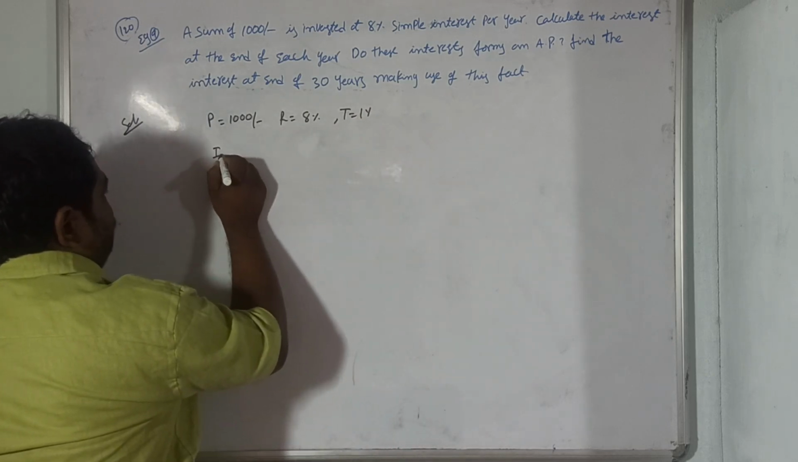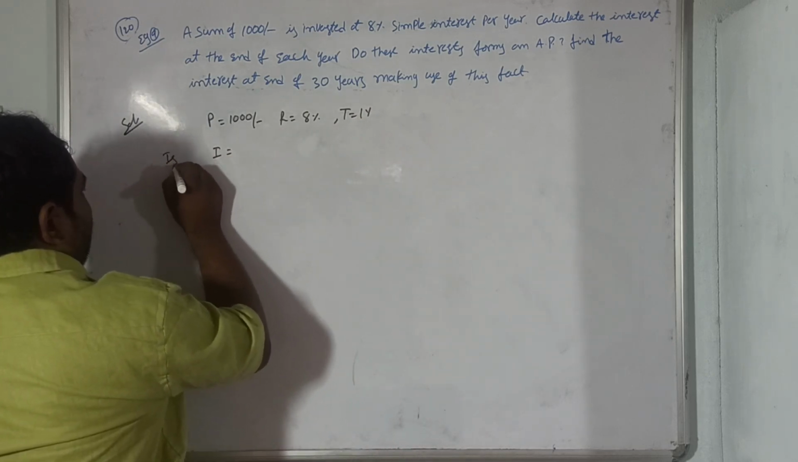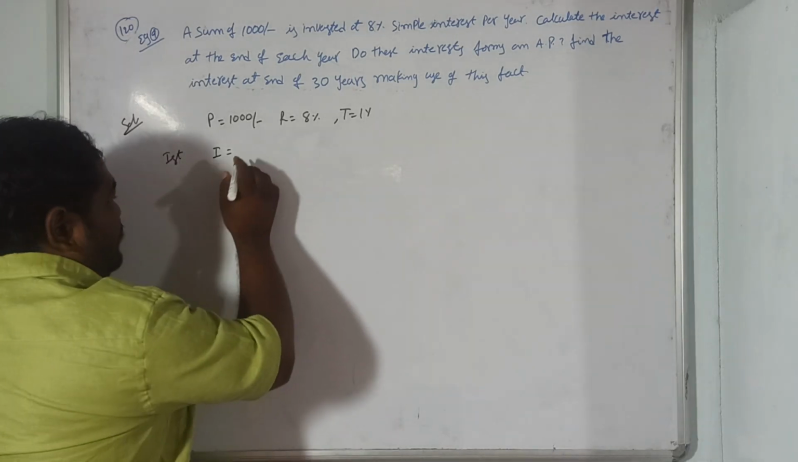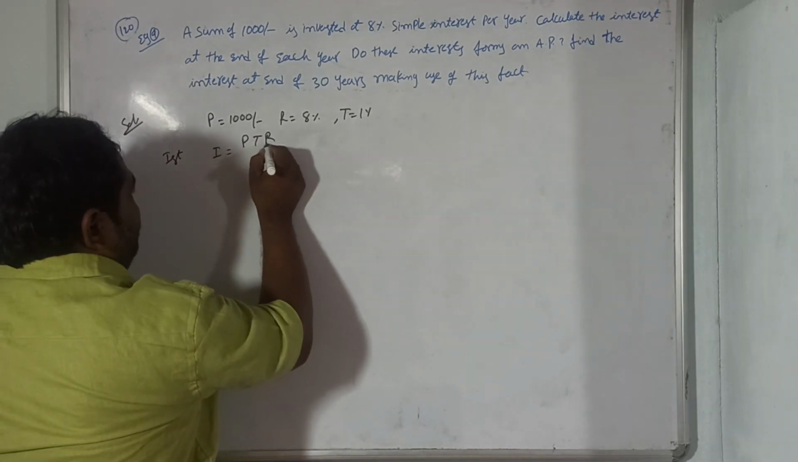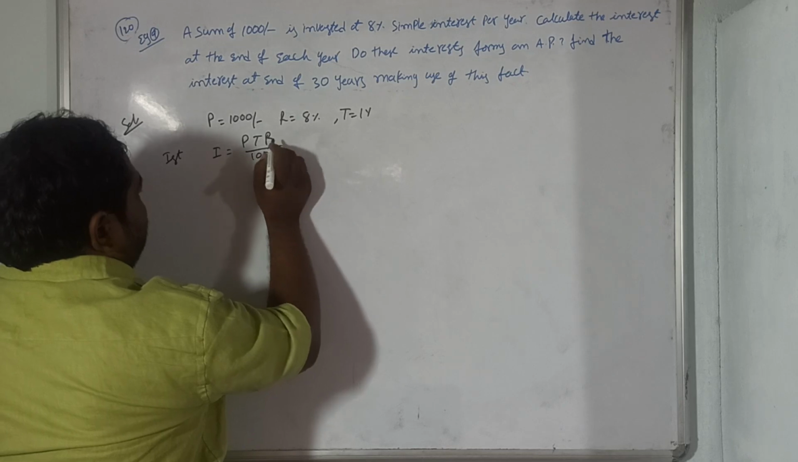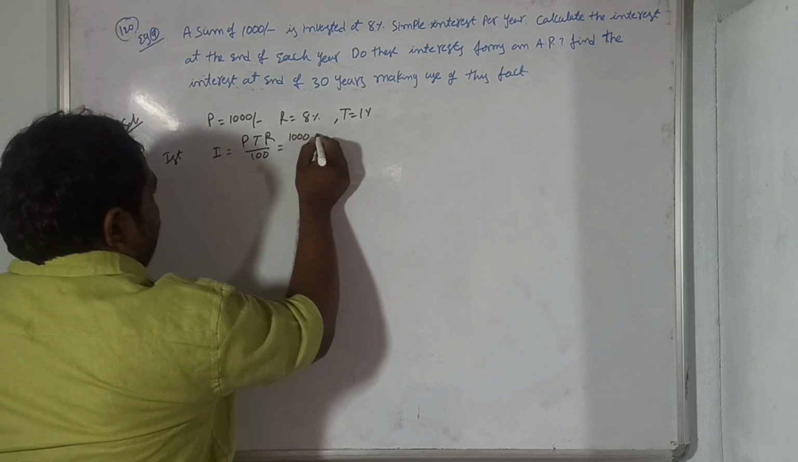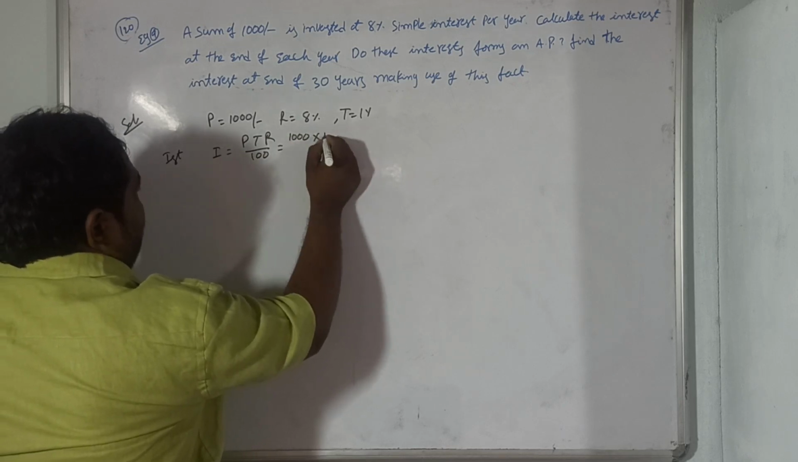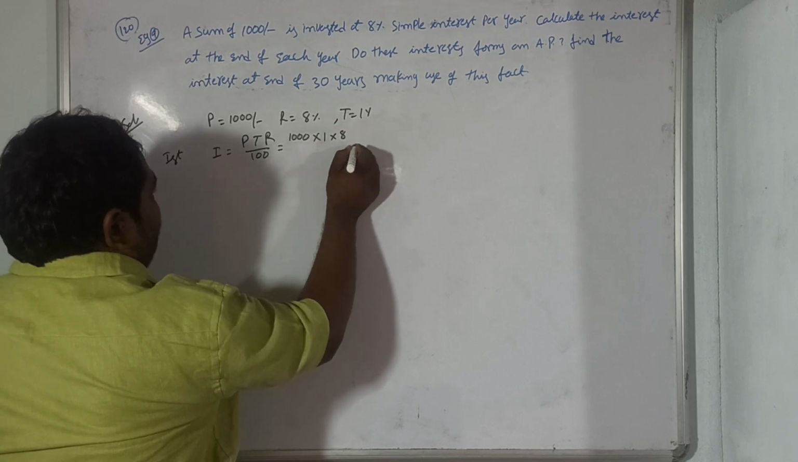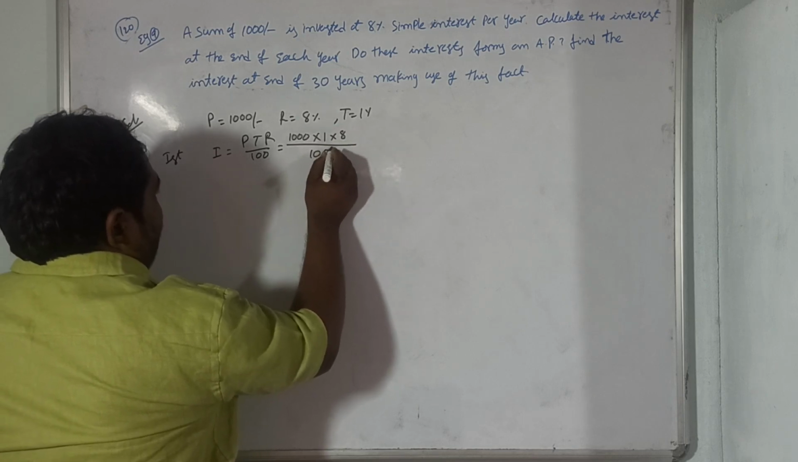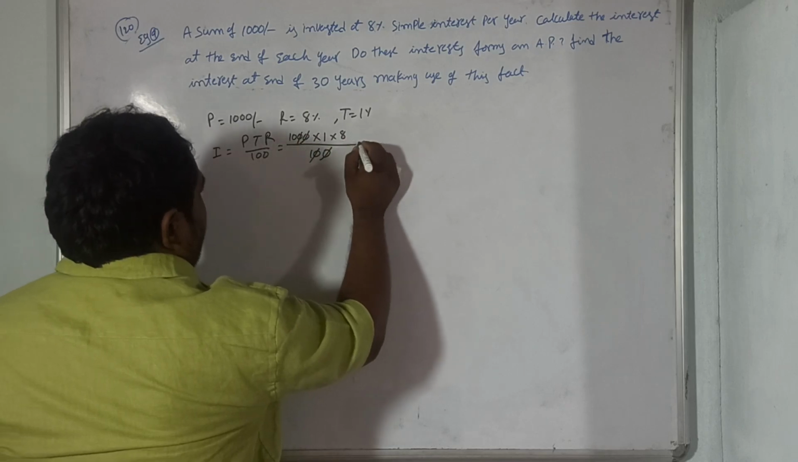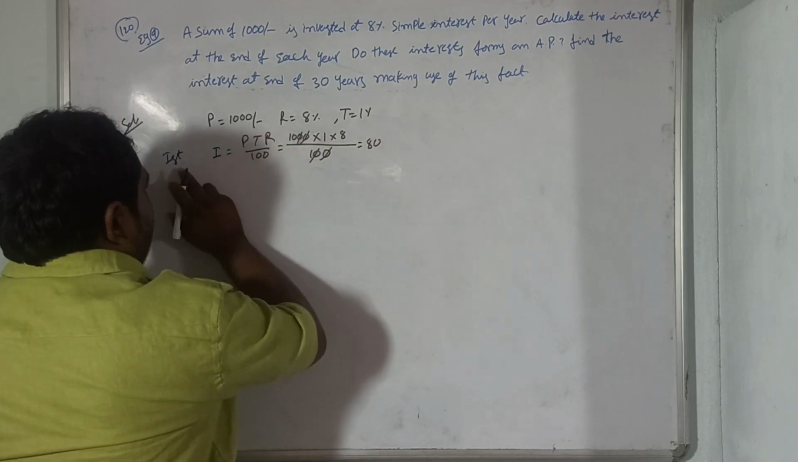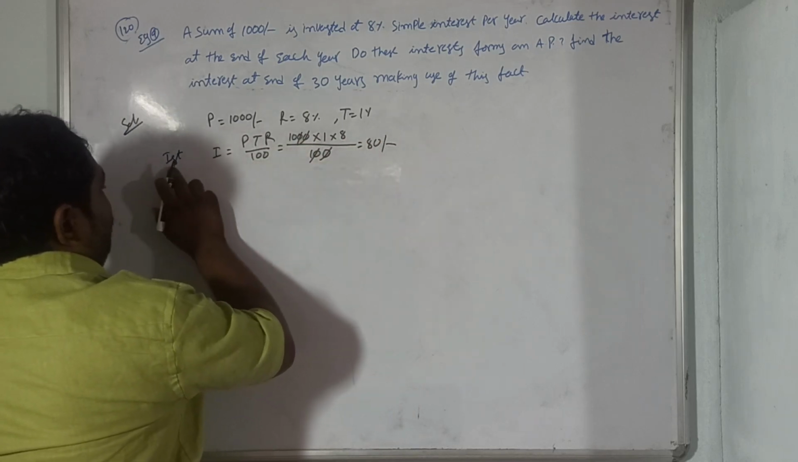Now for the first year, I equals PTR by 100, which equals P is 1000, T is 1 year, R is 8%, divided by 100. Two zeros get cancelled. We get 80 rupees interest for the first year.